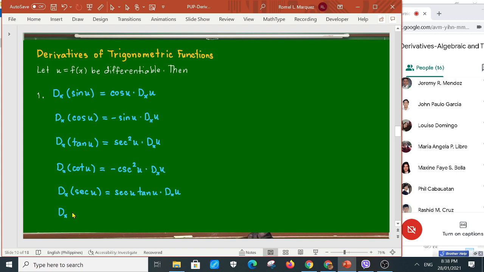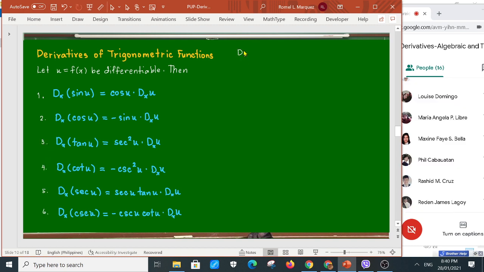Derivative with respect to x of cosecant u. This is the last one, negative cosecant u, cotangent u times the derivative of u with respect to x. The partners are secant with tangent, and cosecant with cotangent. So these are the 6 formulas that you are going to memorize.